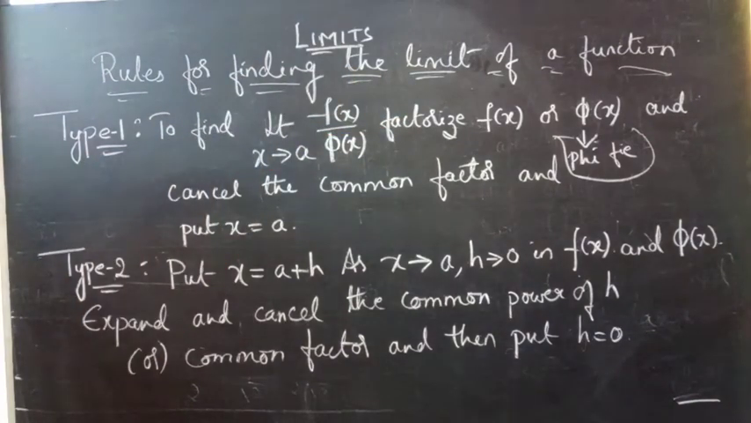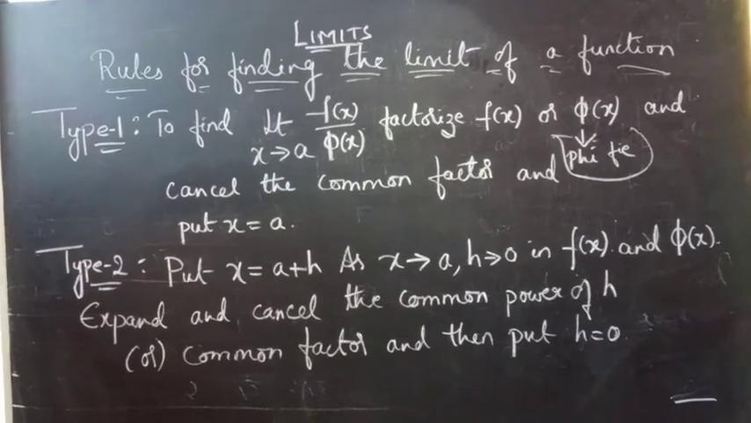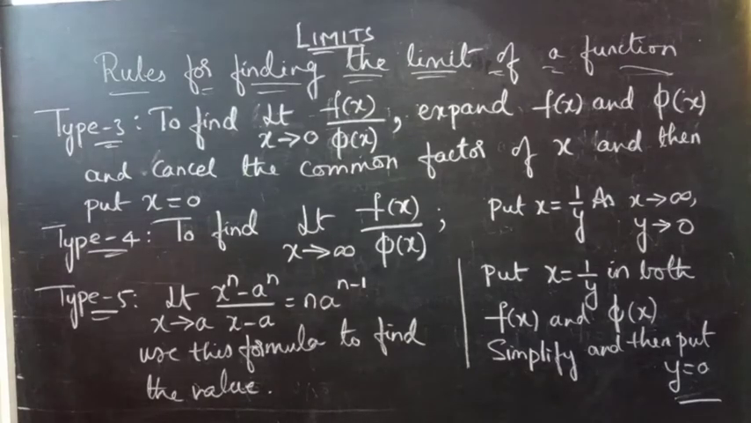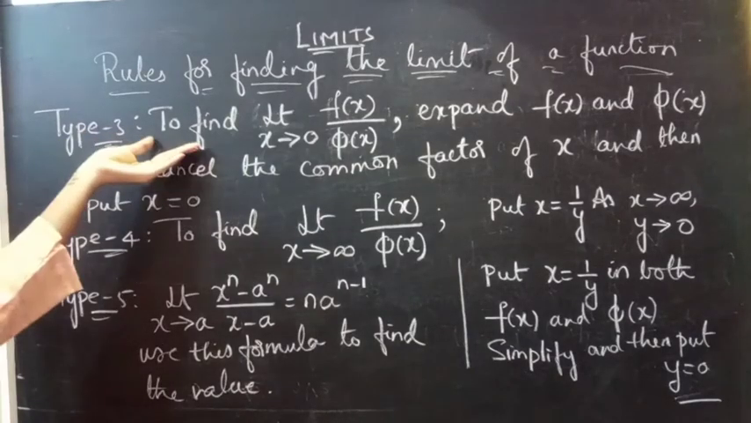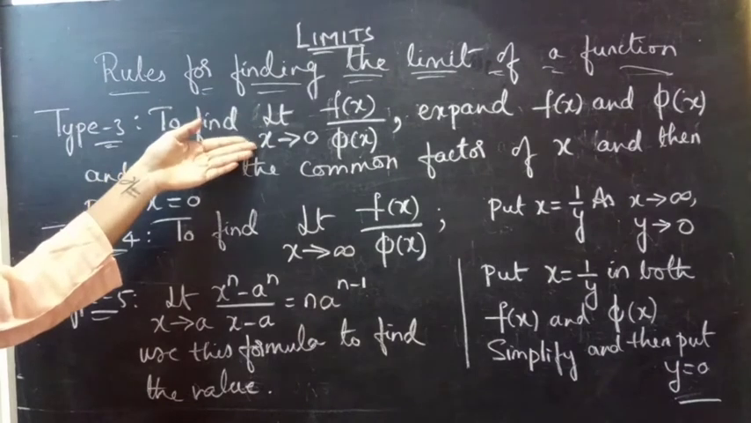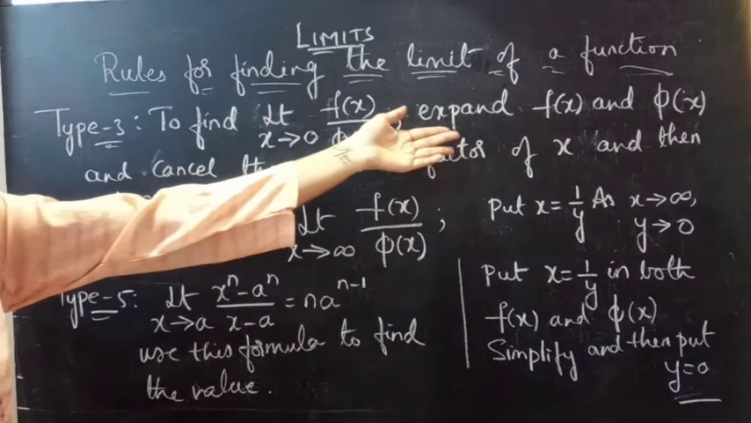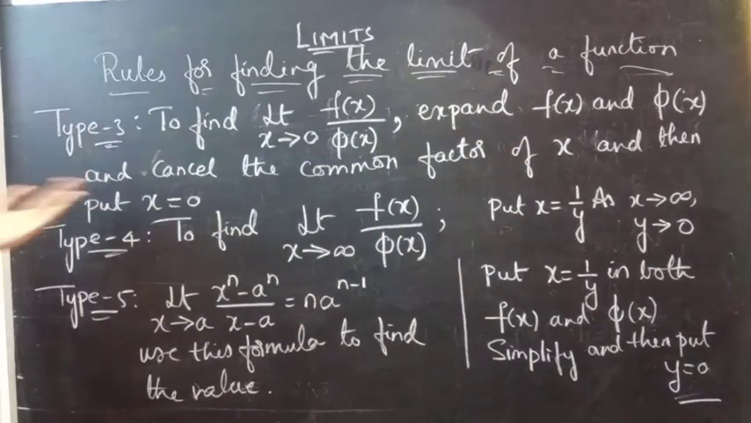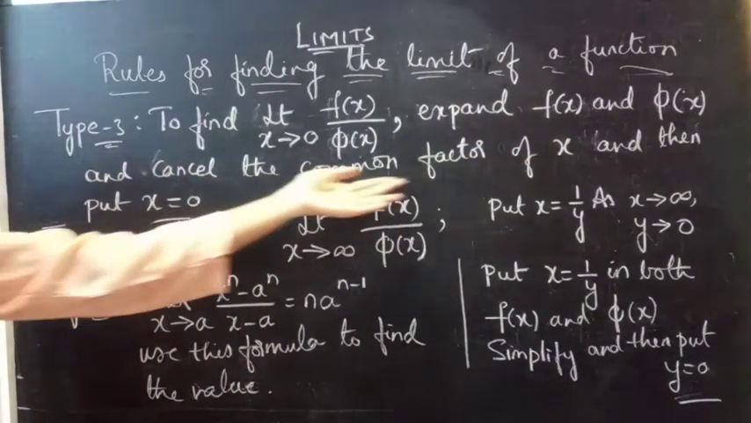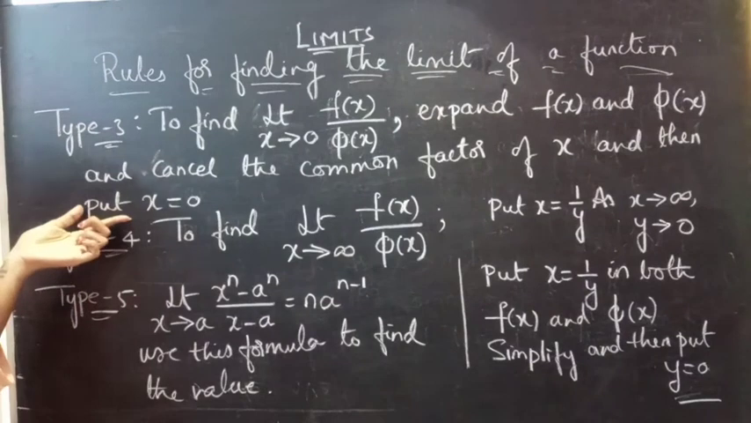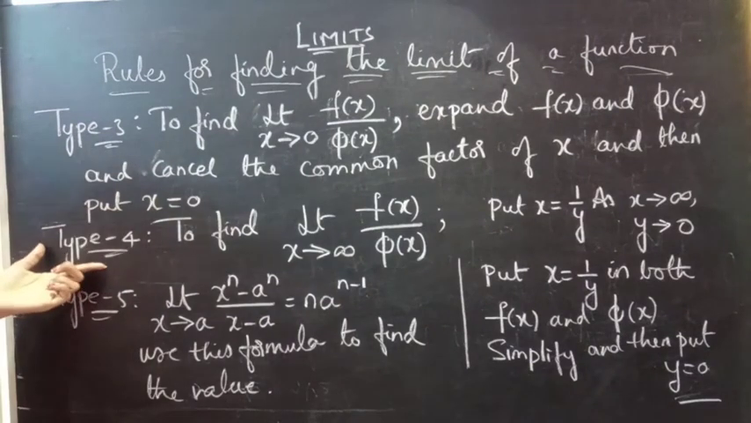Now, coming to type 3. To find limit x tends to 0 f of x by phi of x, expand f of x and phi of x and cancel the common factors of x and then put x equals to 0. Next, coming to type 4.